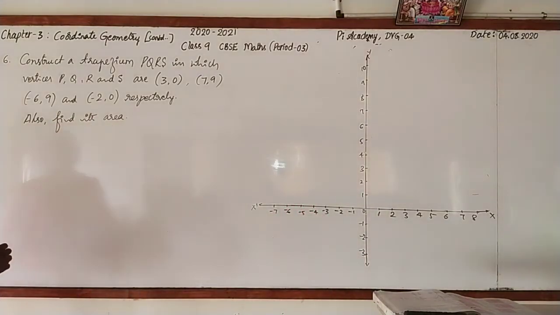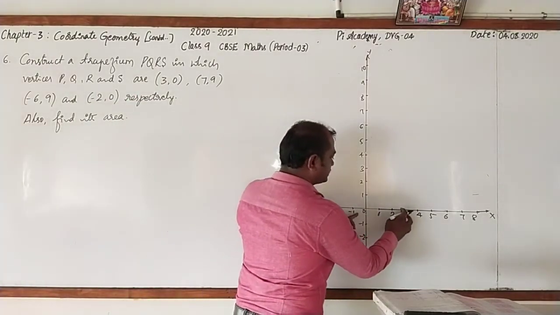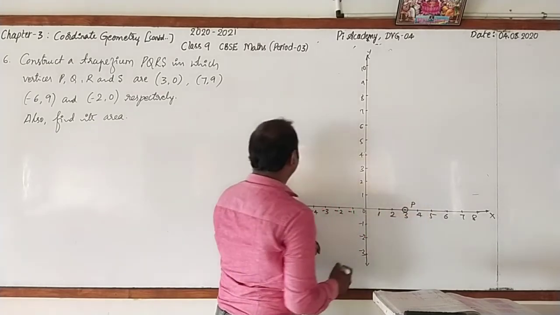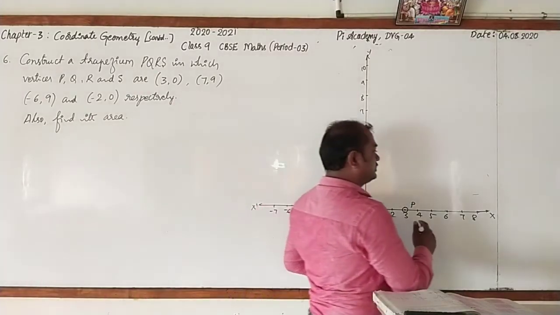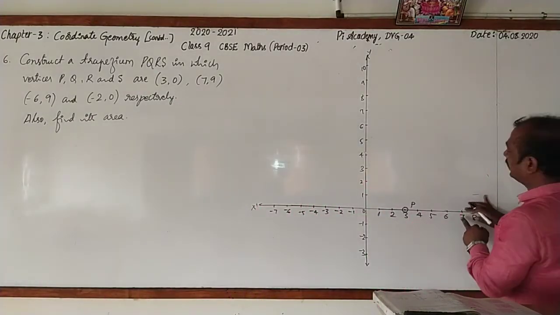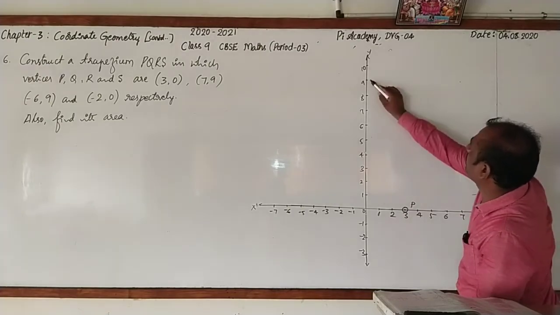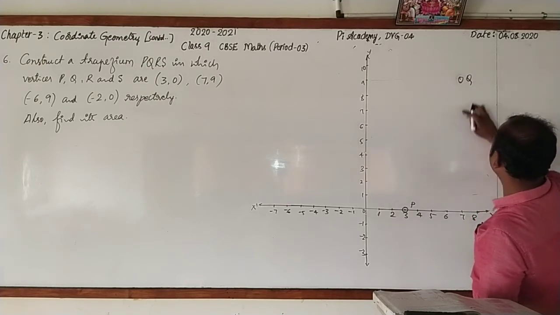Observe. Let us go for marking all the 4 points. First 3, 0. Look here. X is 3, y is 0. That comes here. It is P. Next Q, 7, 9. When x is 7, y is 9. That comes here. It is Q.